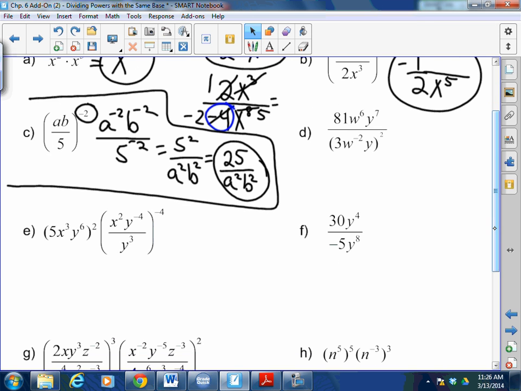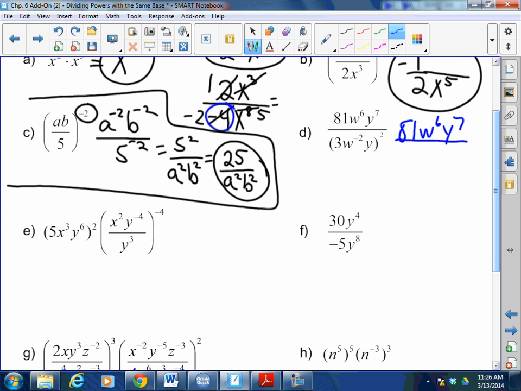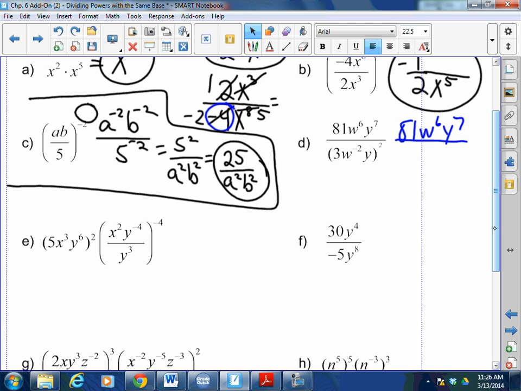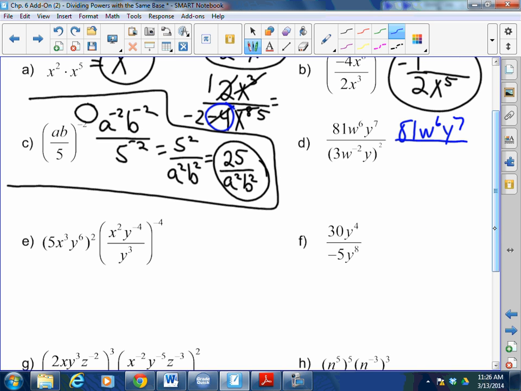All right, let's continue. Here I got 81 w to the 6, y to the 7th over... I got to distribute. Hold on, let me make sure that's not negative. That's not a negative, right? Yeah, no. Okay, so this is 3 squared, which is 9. W to the negative 4, y squared. What do I do with this negative? Bring it up. So what's 81 divided by 9? So I got 9. And then when I bring up this W to the 4th, that's going to become W to the 10th. Take 2 from down here, take 2 from up here, and I got y to the 5th over 1.